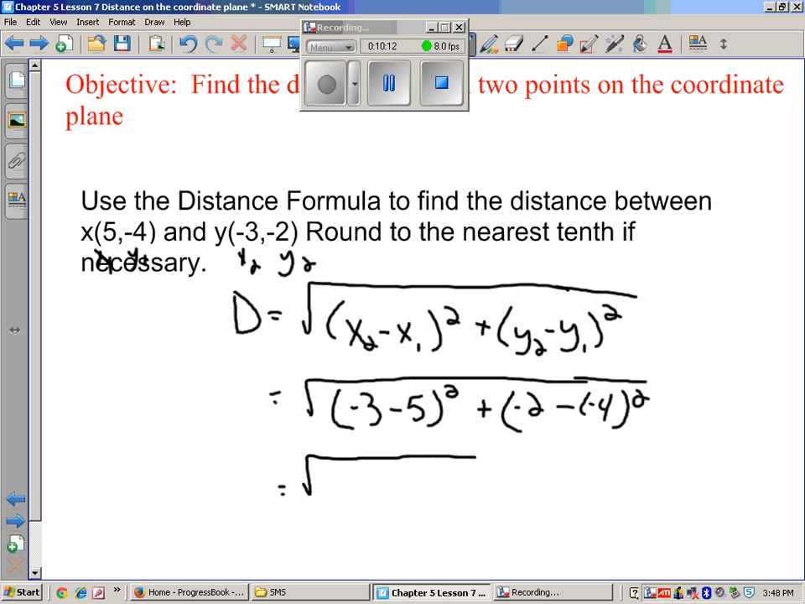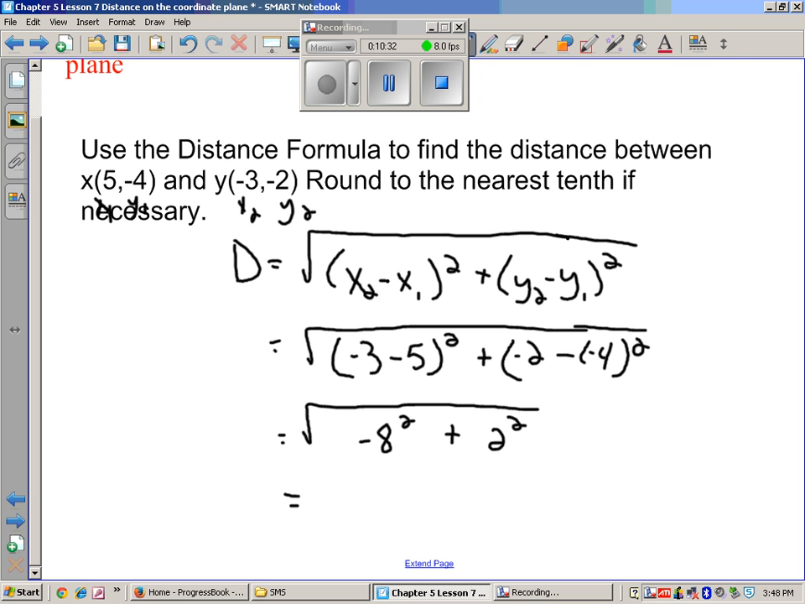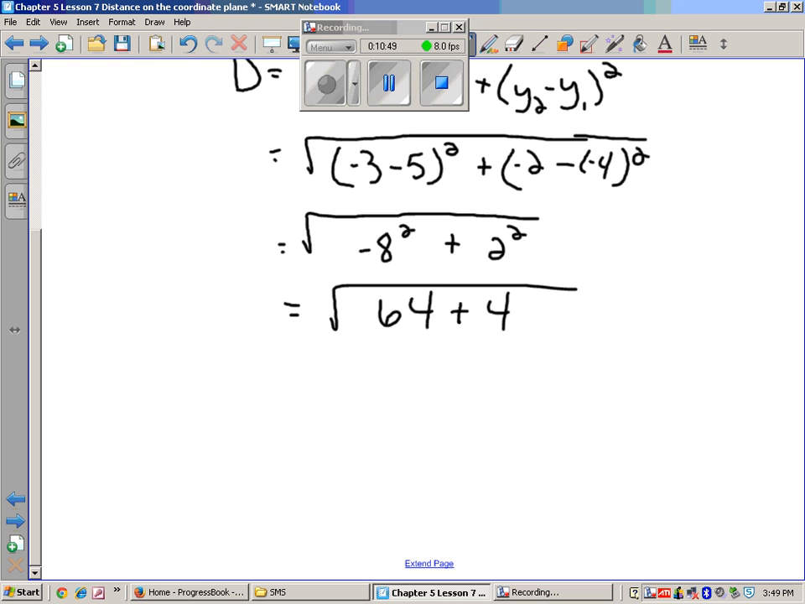Okay, let's clean some of this up. Negative 3 minus 5 is a negative 8, so it's negative 8 squared plus negative 2 minus a minus 4. Those two negatives become a positive, so negative 2 plus 4 is 2. That's 2 squared. So negative 8 squared is going to give us 64, plus 2 times 2 is 4. Okay, let's add those up. We get 68.